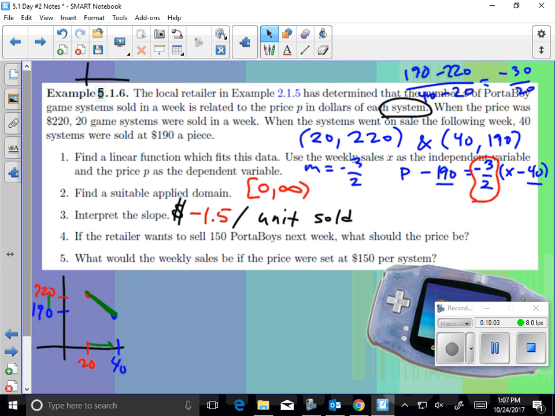Okay, if the retailer wants to sell 150 Portaboys next week, what should the price be? I'm not going to go through this, but where would we plug this 150? Plug it in for X, right? Solve for P. That would give us the price. And in the next one, what would the weekly sales be if the price were set at 150 per system? Well, I plug 150 in for P, and then I solve for X. So either way, you can predict what we would get there. Keep going.